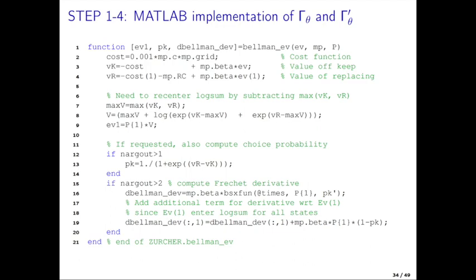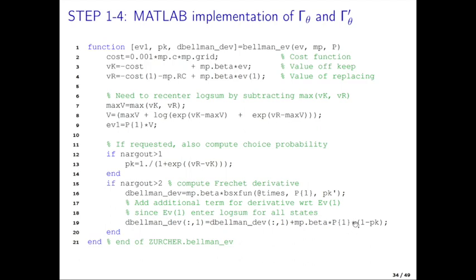And the Bellman, to compute the Fréchet derivative, well, again, you have beta, and then you have the transition matrix associated with keeping the engine times the probability of keeping, okay? And this is an element by element multiplication here. And then you need to add an additional term for the derivative with respect to EV1, since it appears in the log sums for all the states. Okay, this is what's going on in the second line.